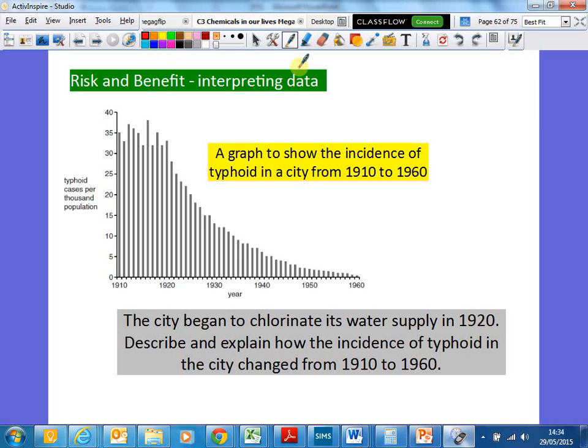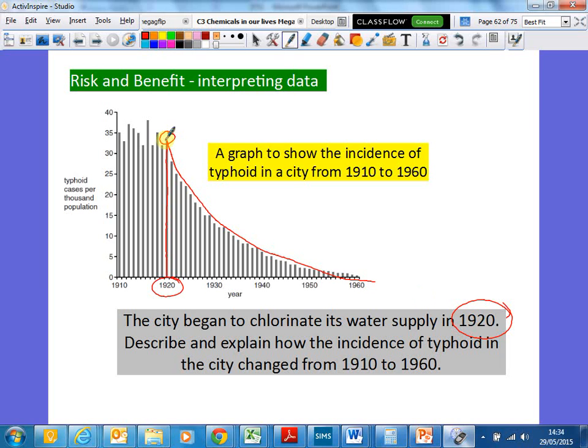Okay, so first of all, what information do we have? We've got information about 1920. 1920 is here, all the way up here. So we've got that spot there. So that's when they started chlorinating water. And we're going to describe and explain how the incidence of typhoid in the city changed from 1910 to 1960. Well, after here, we can quite clearly see that there's a definite trend downwards.